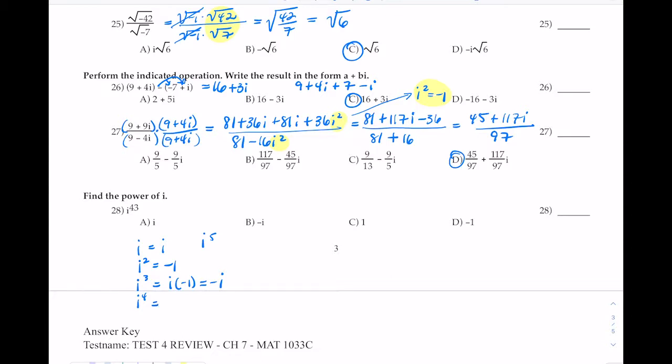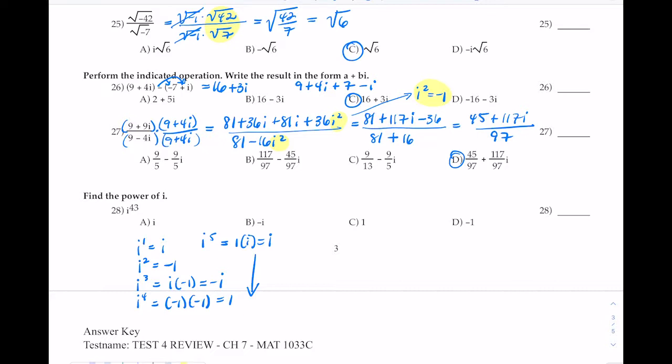And then i to the fourth, think of it as i squared times i squared, which is 1. So when you get to i to the fifth, it's just i to the fourth times i, and you're back to i again, and the pattern just keeps repeating. So i to the sixth would be negative 1, i to the seventh would be negative i, i to the eighth would be 1, and then you're back up to i to the 10th, which is negative 1. It just keeps repeating. So it repeats after every 4.